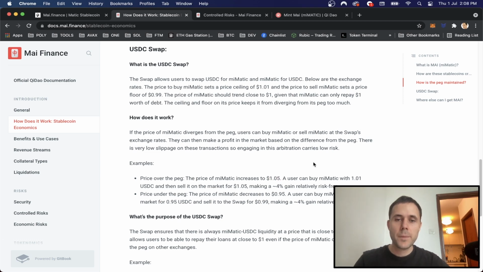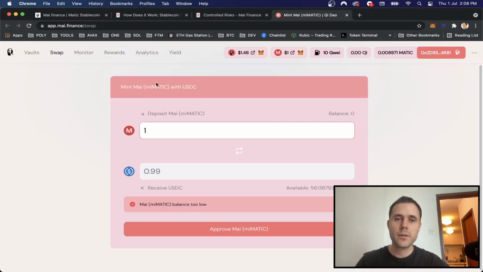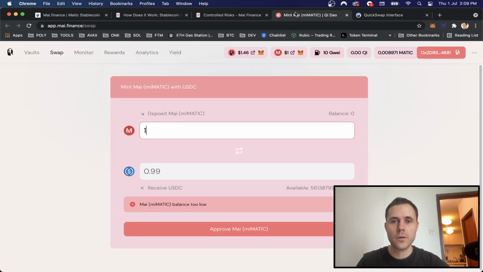So the purpose of this USDC swap is to always ensure that the Matic or Mai USDC liquidity is at a price that is close to the peg always. So this is going to be your go-to thing if there are any big fluctuations in price. Your other options for that are going to an exchange such as QuickSwap, where you can also do that arbitrage, or you can sell the tokens which you bought on the market using the swap here.